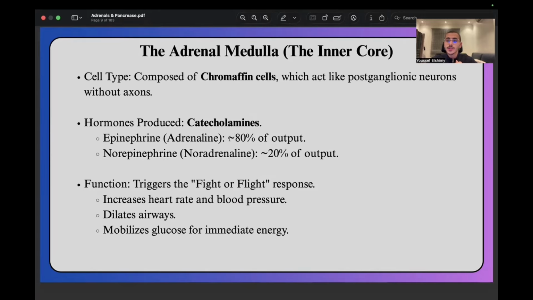What are the functions of catecholamines? They basically trigger the fight or flight response. So in case of sympathetic nervous system activation, this triggers the fight or flight response. What happens is there would be an increase in heart rate as well as blood pressure. There would also be dilation of airways to breathe, as well as mobilization of glucose for immediate energy utilization.